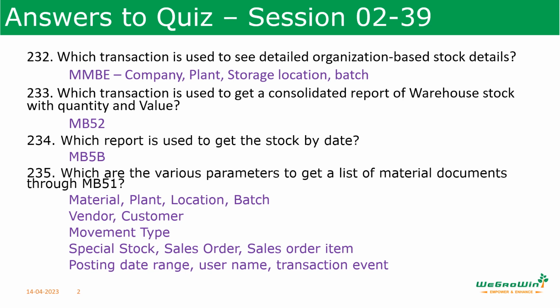Now in this MB51, you can see that we can get the details by selecting the right material, plant, location, batch, or vendor and customer, or based on movement types, or based on special stocks, based on sales order and sales order item, posting date range, username, transaction event. Like this, many options are there. Not only in this report, in many other reports, all these options are available. We need to explore all these things so that we'll be able to understand them and use them properly.